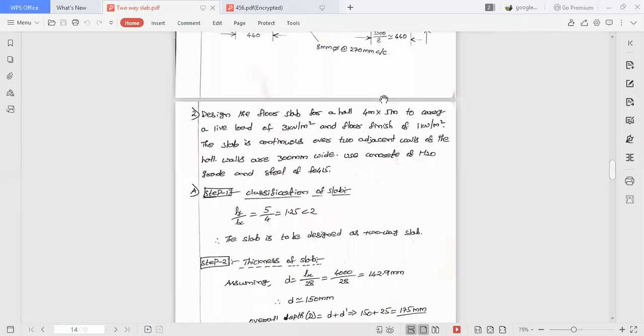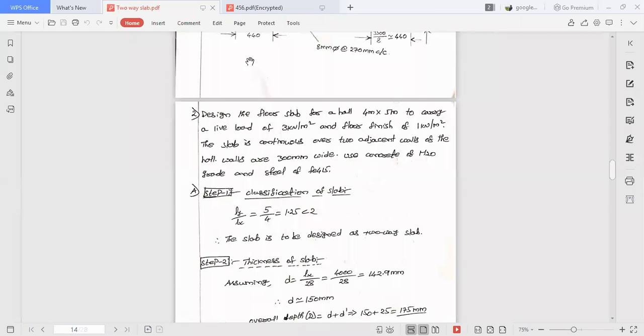Whenever you have a continuity, that means it is restricted for lifting. In the theory part I have explained this one. Whenever you have discontinuity, there is a chance of lifting of corners. But whenever we have continuation of a slab, that corner is restricted for lifting, which is called as restrained slabs.